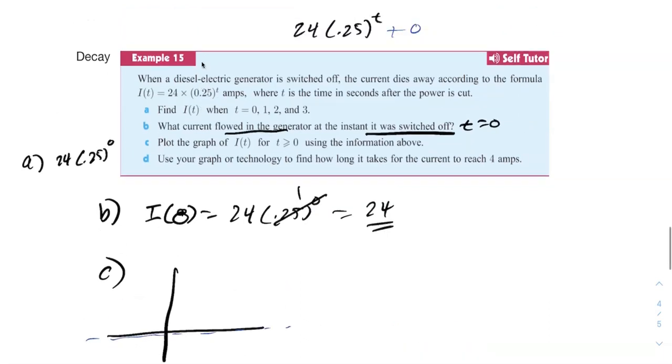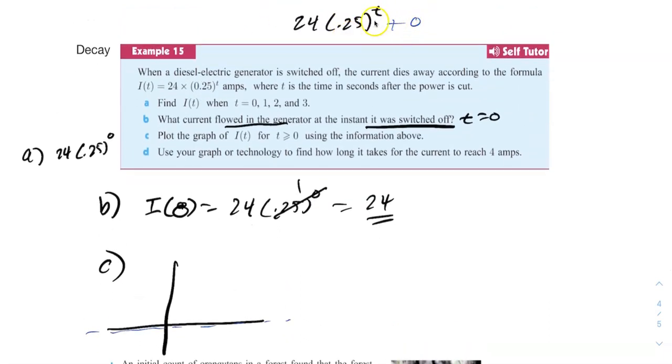So horizontal asymptote is y equals 0 because there's no vertical shift. I know my initial y-intercept is 24, so we'll hit at 24. And I know that's a decay because this is less than 1, so my graph's going to be going down. So it looks something like this. And this is just a sketch, and we cannot go past the asymptote. So that's what my graph looks like.